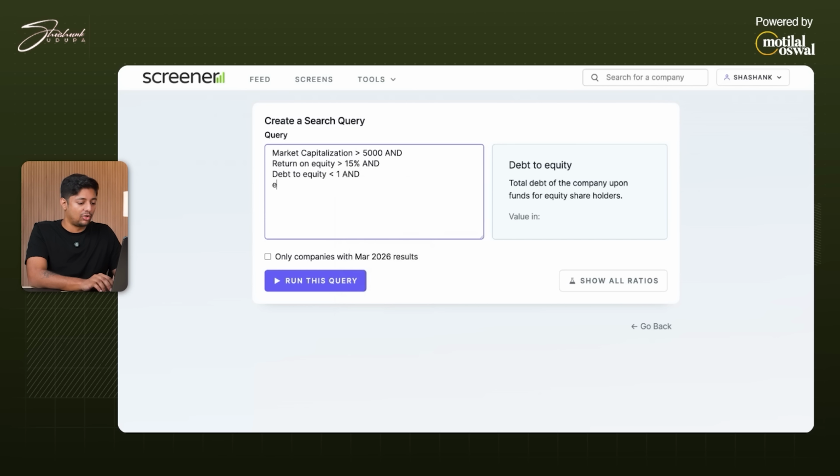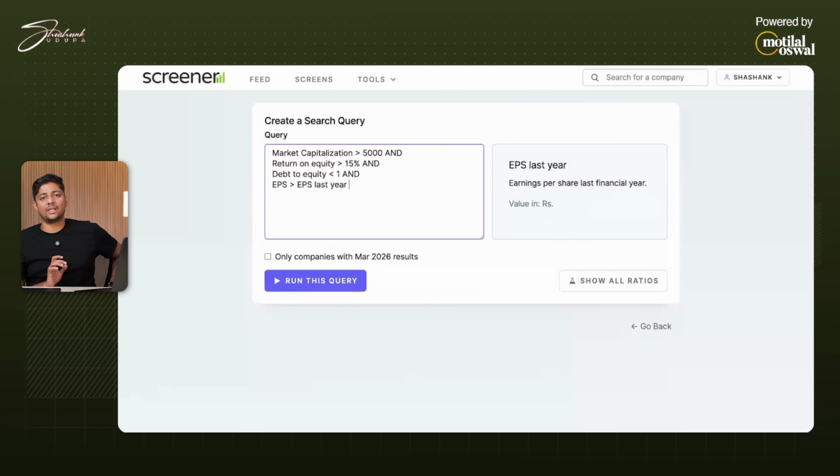I want EPS to grow. EPS greater than EPS last year. Now, why EPS greater than EPS last year, I'll tell you. Because sometimes you will see the sales are growing. Profit also you will see grow. But this company might be taking a lot of QIPs constantly. So if a company is constantly diluting and growing, that means the growth is not very real because the EPS, the shareholder value, is not coming across. So that's why I'm saying EPS of this year should ideally be greater than EPS of last year.